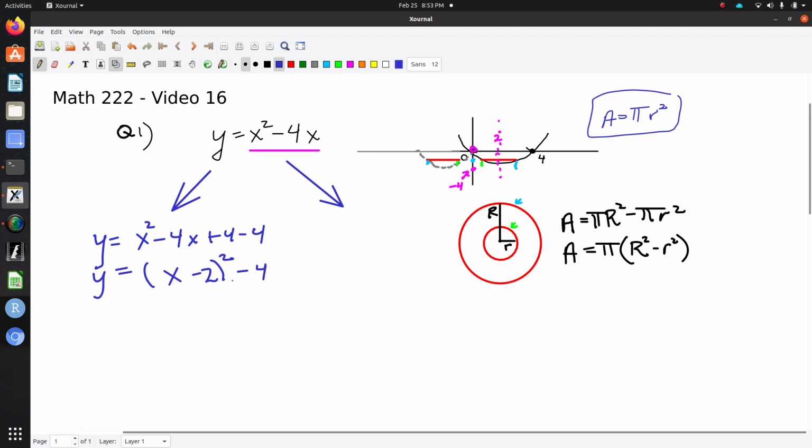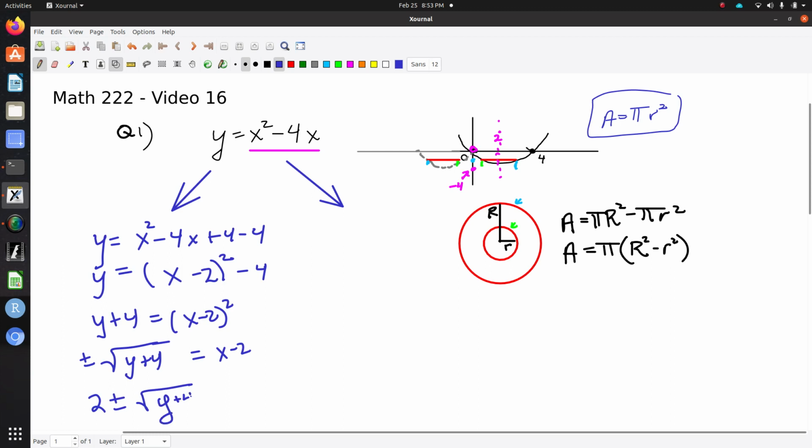And so now that minus 4 is left out in the cold. Then I'm going to add 4 to both sides and take the square root of both sides, which gives x minus 2. And finally, 2 plus or minus the square root of y plus 4 equals x. So those are the two functions you have to worry about: 2 minus the square root of y plus 4 and 2 plus the square root of y plus 4. Okay?